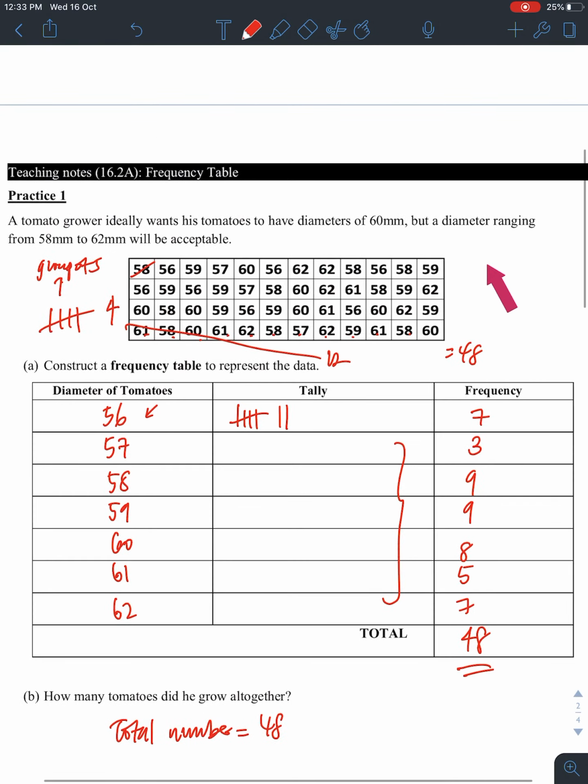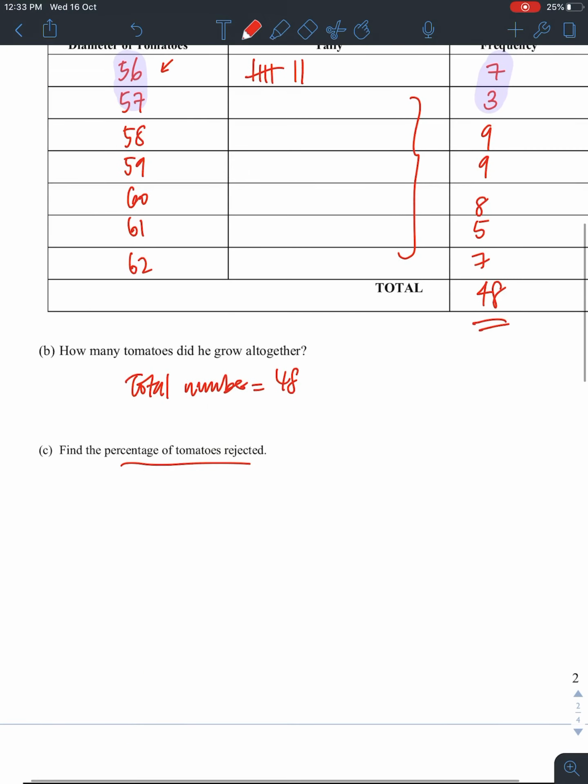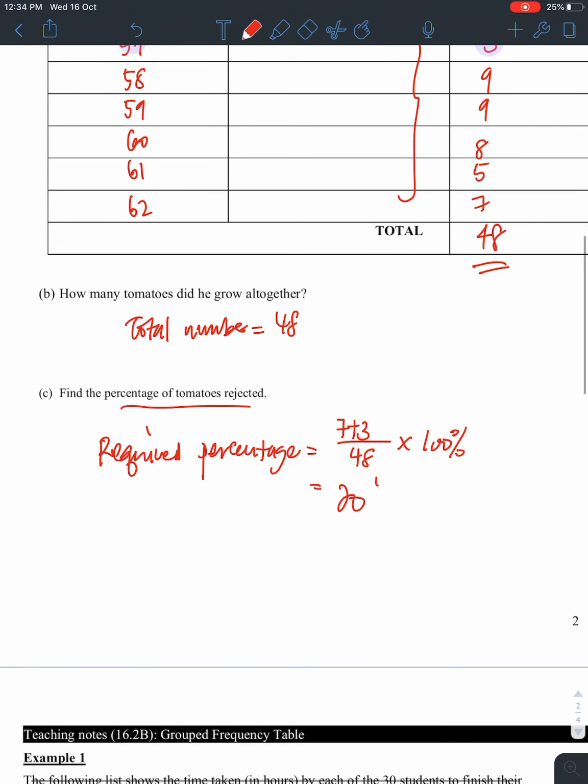So like what I mentioned earlier, right, 58 mm to 62 mm is acceptable. 60 mm is the ideal case, right? Anything lesser than 58 is unacceptable. So we should be looking at the diameter of the tomatoes which are equal to 56 and 57, right? So in total, the required percentage is simply 7 plus 3 over the total number multiplied by 100. Okay, and press this out, you should get 20 5/6%.